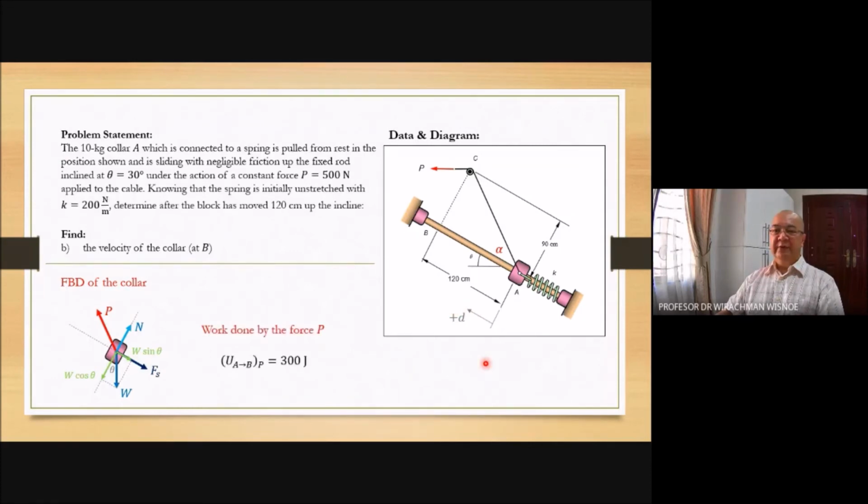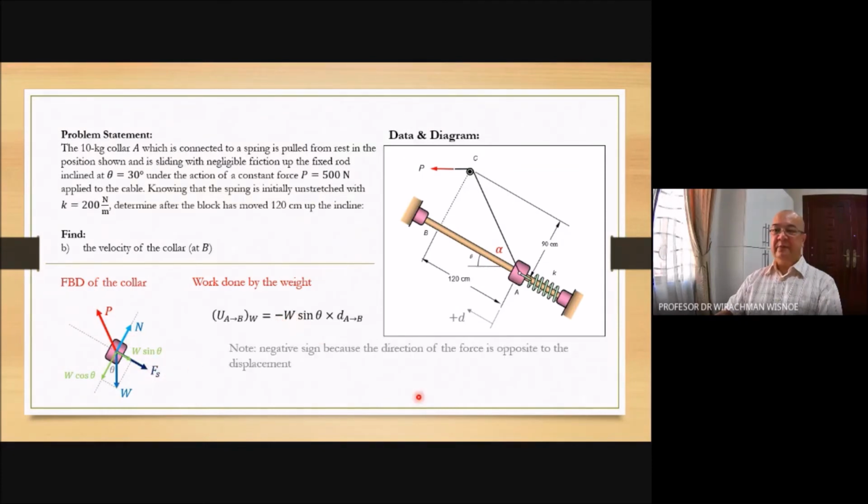Everything in the same direction will be positive, everything in the opposite direction will be negative. Work done by the force P that you have calculated in question A, 300 joule, and then you have the work done by the weight. We are interested in the component parallel to the displacement, W sin theta. We have negative here. We have the value, negative 58.86 joule.